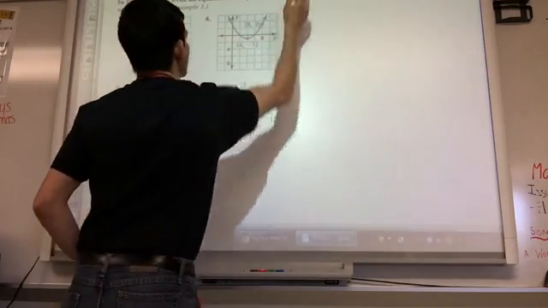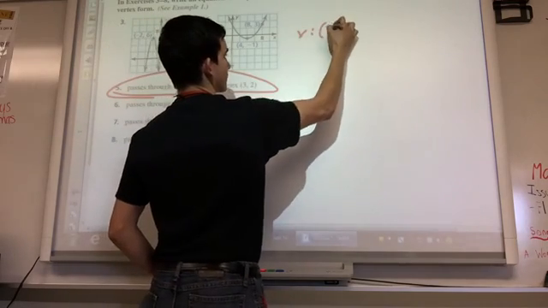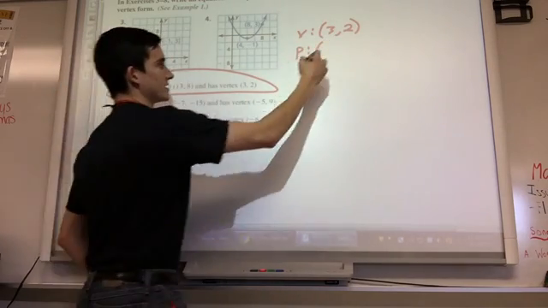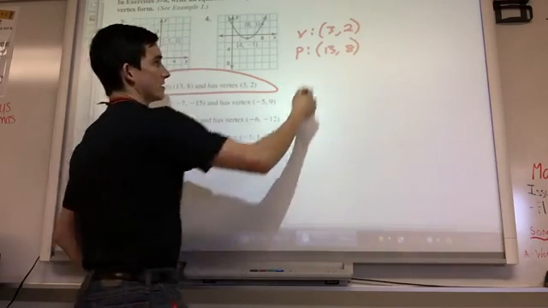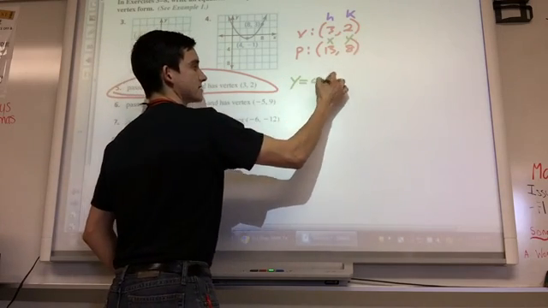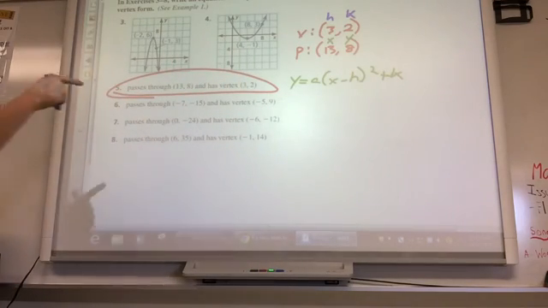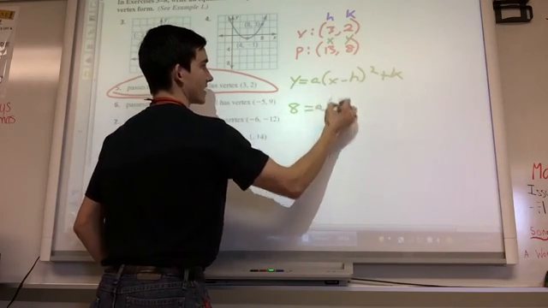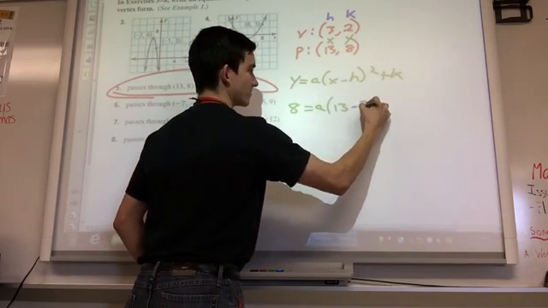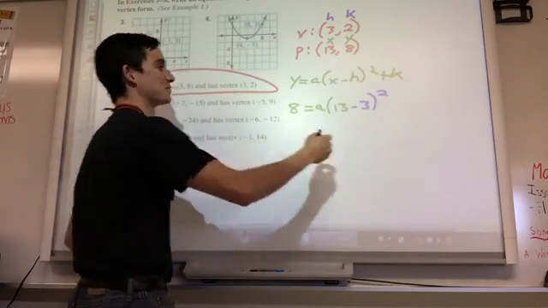This time, going on number 5, my vertex is 3, 2. My random point is 13, 8. So here's h, there's k, here's x, here's y. Vertex form: y equals a times (x minus h) squared plus k. We're given a vertex and a point, so I'm going to use vertex form. All right. Y is 8 equals a times x is 13. H, well, I moved right 3, so I'm going to do -3. K is up 2.